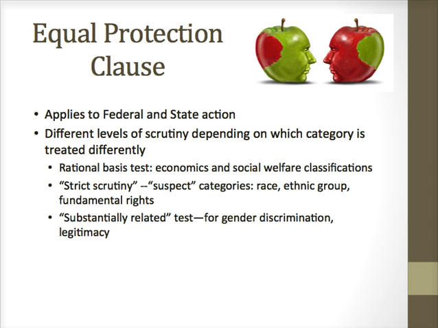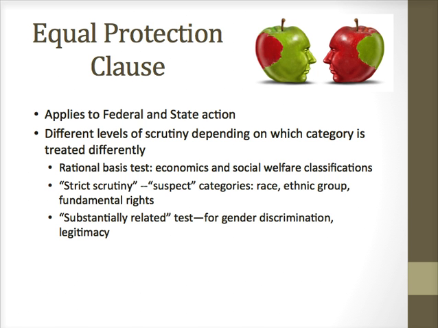If it's an economic or a social welfare classification, and the economic one would be the example that I gave you, drinks versus food, if it's an economic justification, all the legislature has to provide is a rational basis, just a reason for the distinction, for the classification, for the difference. And as long as the legislature provides a reason, the courts defer to the legislatures. If, though, the distinctions are based on other categories, suspect categories, then the courts will examine much more carefully.